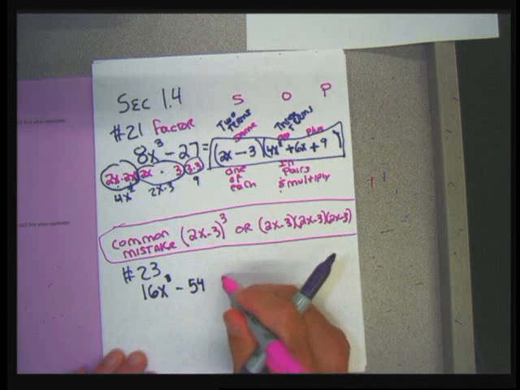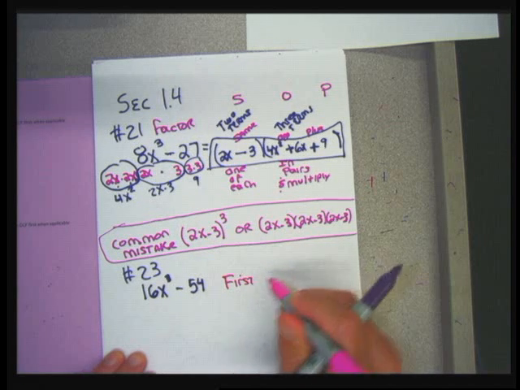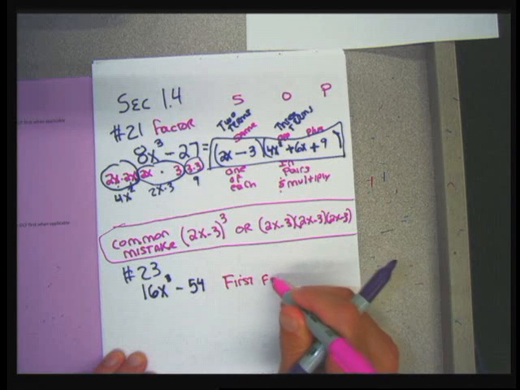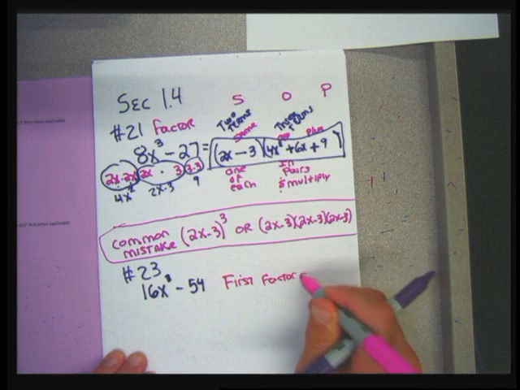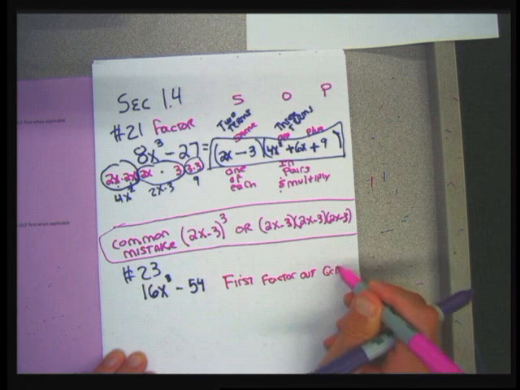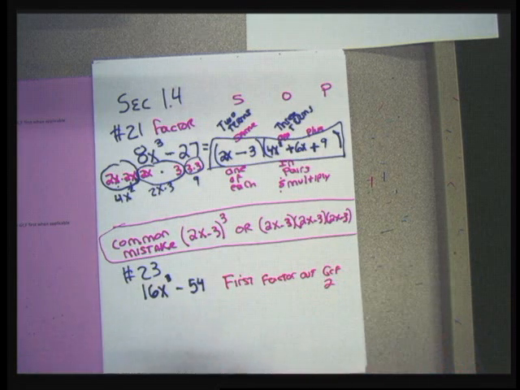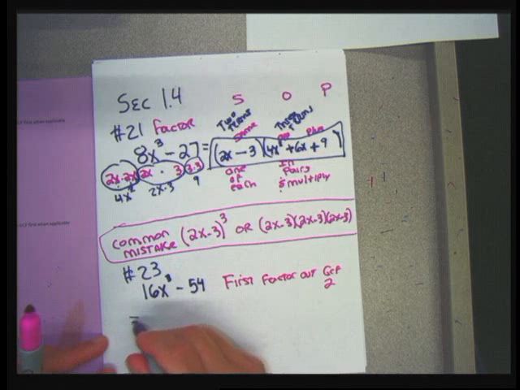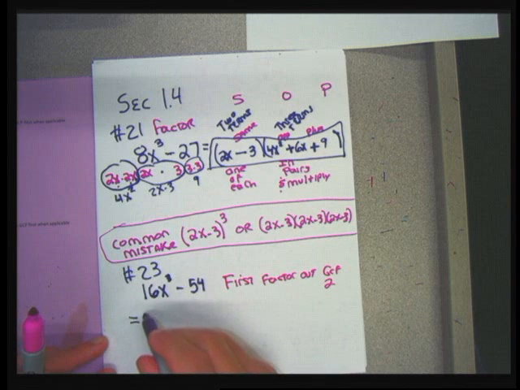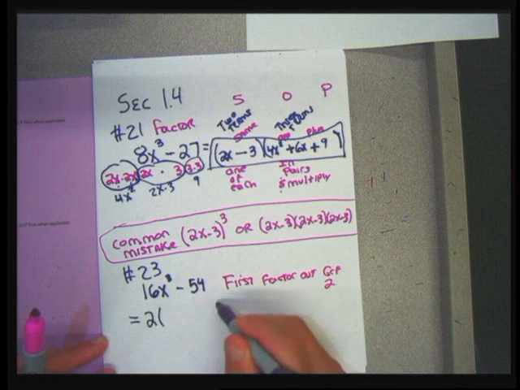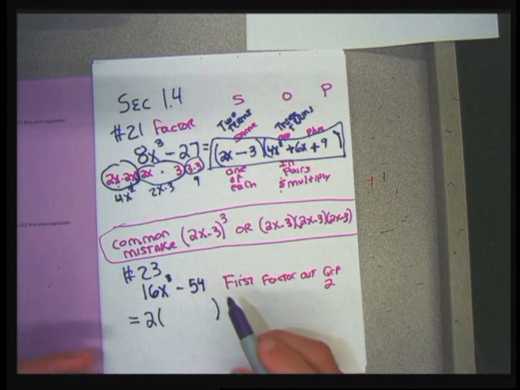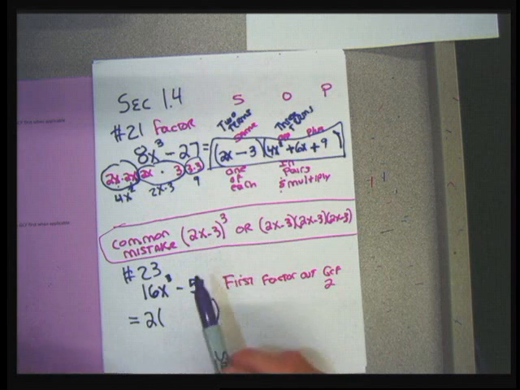So first, I'm going to remove or factor out the GCF of a 2. And when I do that, it'd probably be nice if I wrote an equal sign. I wouldn't take points off if you didn't. But I'd write a 2 and then a parentheses. And then because I didn't factor out a negative, I don't change any signs.